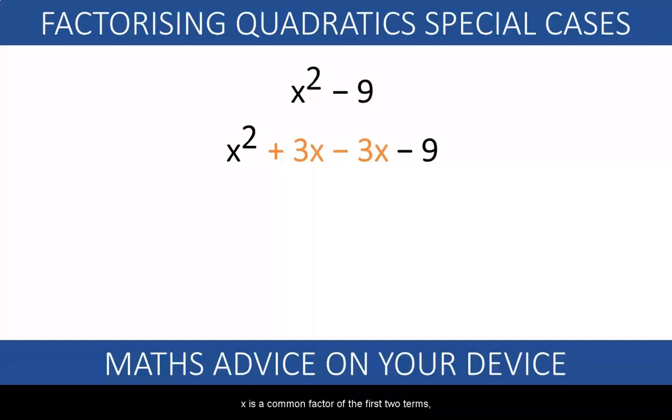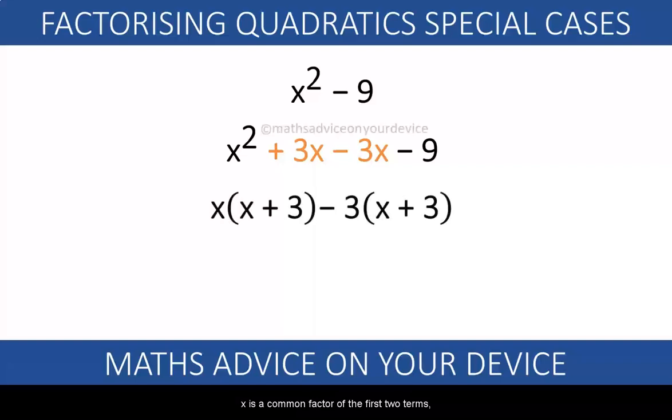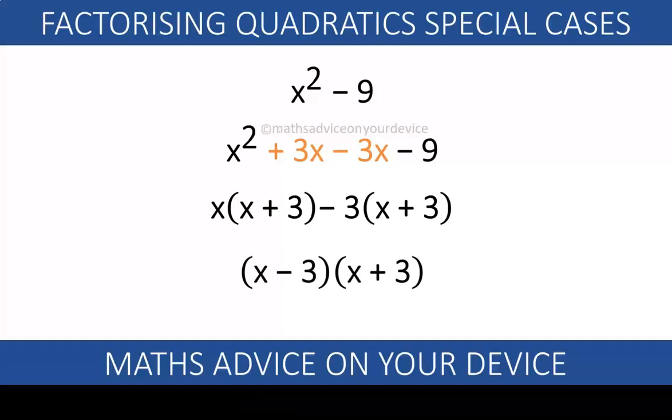X is a common factor of the first two terms. -3 is a common factor of the last two terms. And the special quadratic factorizes x minus 3 times x plus 3.